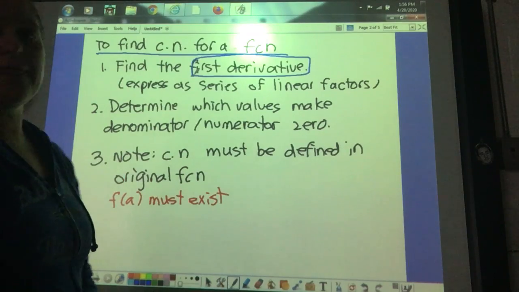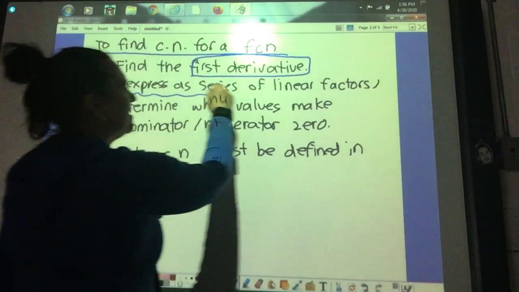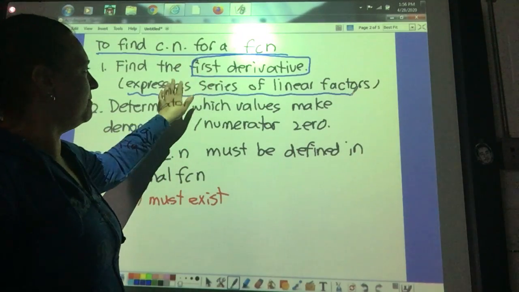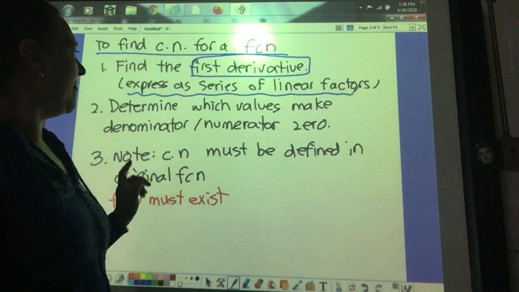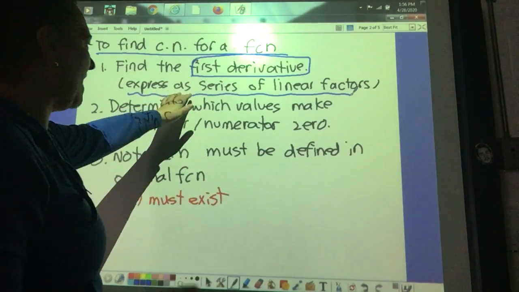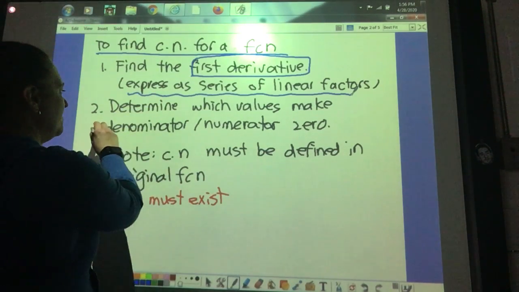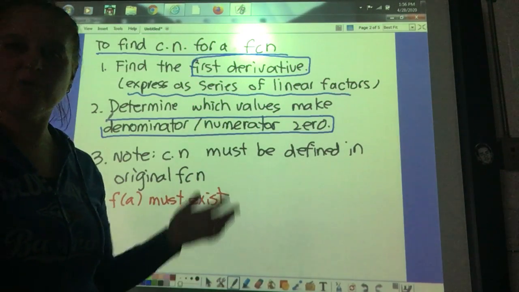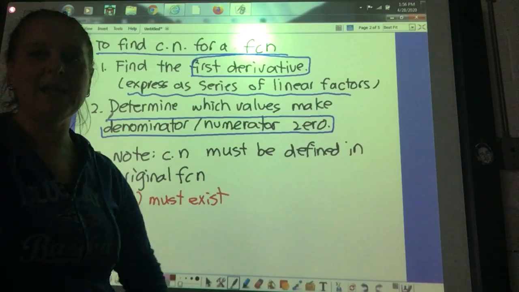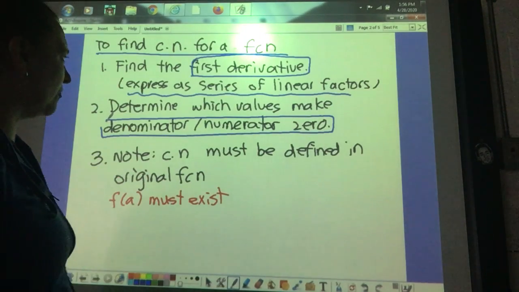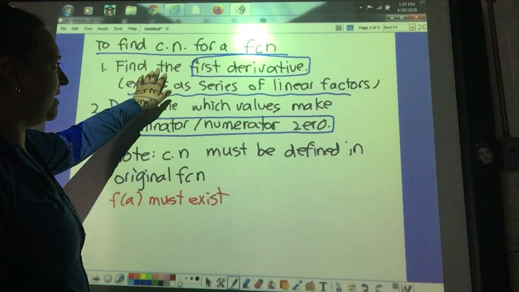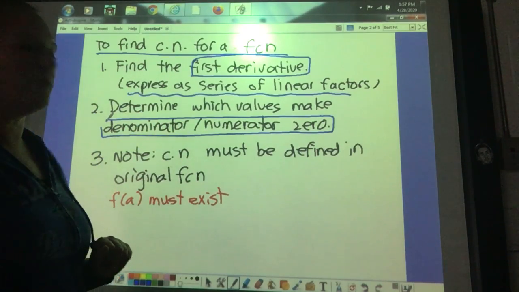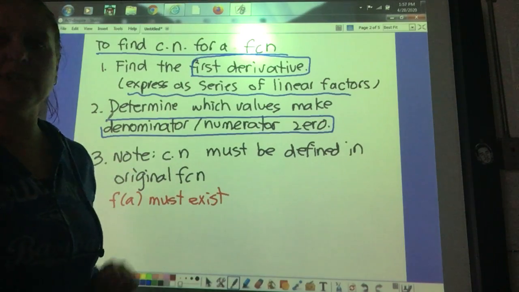Find the first derivative. Then express it as a series of linear factors, so factor and simplify it first. So step 1, get the first derivative, simplify and factor it as much as you can. Then from the factored form, you should be able to determine which values make the numerator and/or denominator 0. Like I said, those are our first 2 steps when we made a sign diagram. That's where we are eventually heading to next week, so we're laying the groundwork to get that. So get the first derivative, factor, simplify, and figure out what values would make the denominator or numerator 0 from the first derivative, and that's where you get your critical numbers.